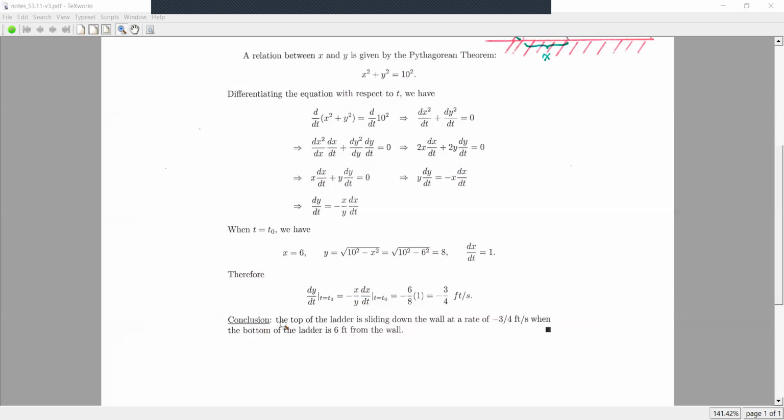Conclusion. The top of the ladder is sliding down the wall at a rate of negative 3/4 feet per second when the bottom of the ladder is 6 feet from the wall. The negative means the y variable, or the distance between the top of the ladder and the ground, is decreasing.